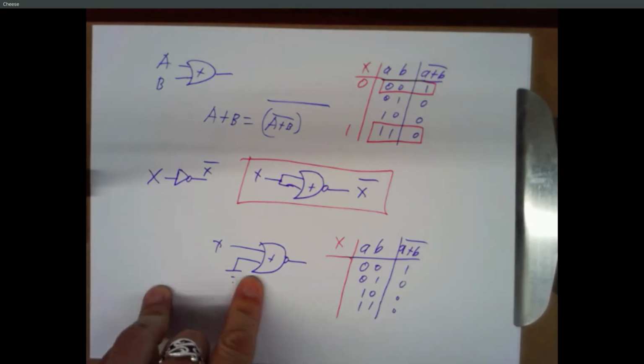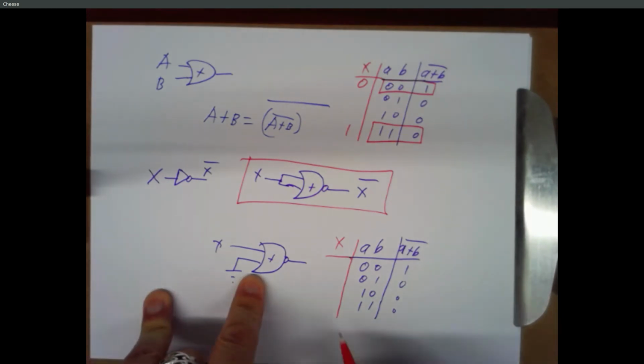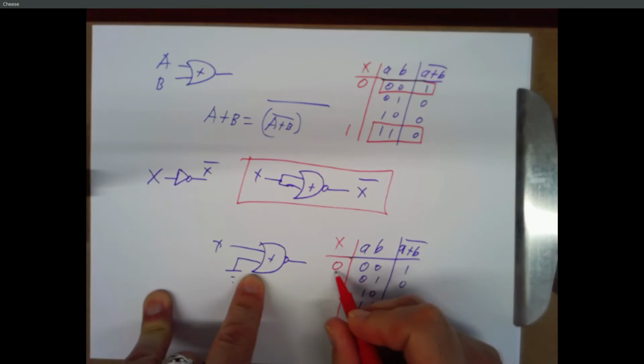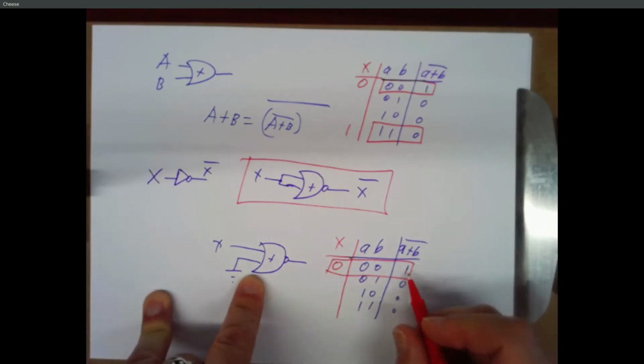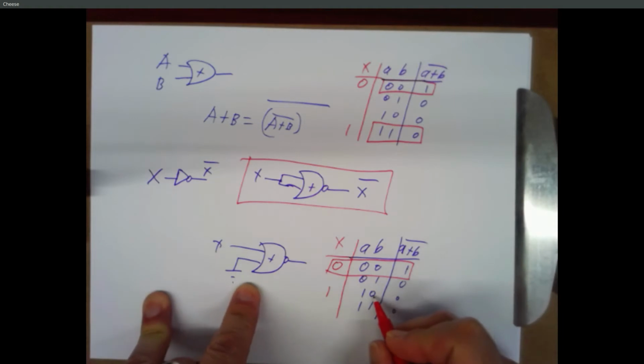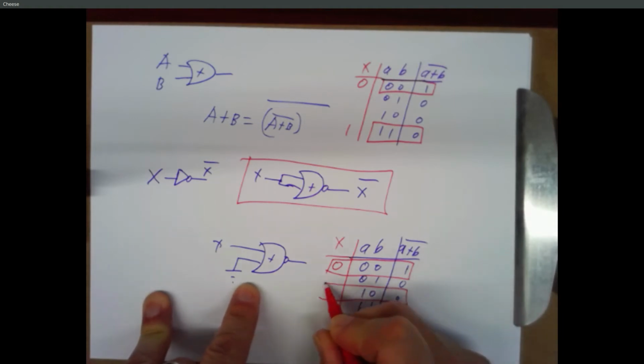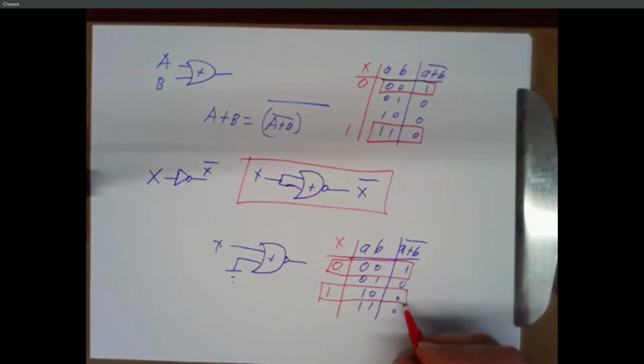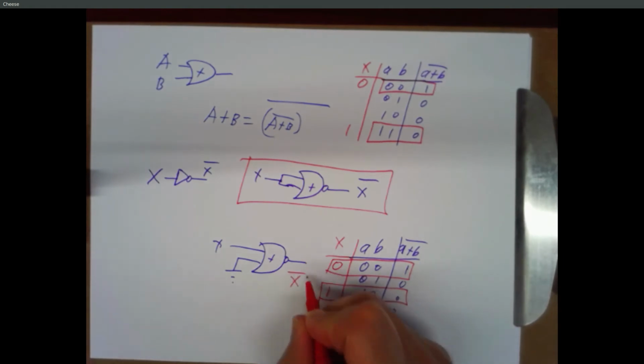So if B is always a 0, right, if X is a 0, B is 0, my output is a 1. And if X is 1 and B is still tied to 0, my output is a 0. So this is another way to get X bar.